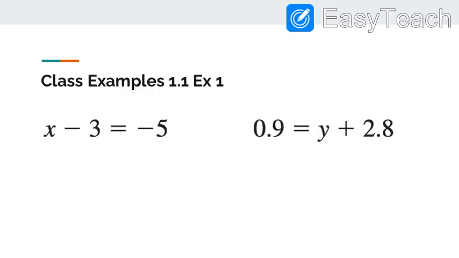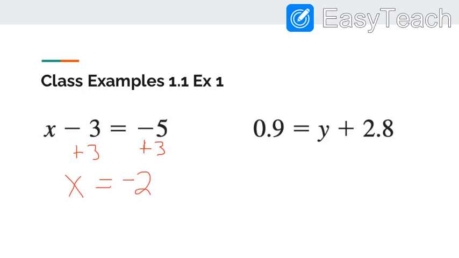Alright, so for these ones we want to solve. In this case, solving is going to mean that we want to get the variable by itself. So in this case, we have x minus 3 equals negative 5. So I have a minus 3 here. If I want to get rid of minus 3, I'm going to need to add 3 to both sides. We add it to both sides because then it doesn't really change the equation. It just moves parts around. So we would be left with x equals negative 2.